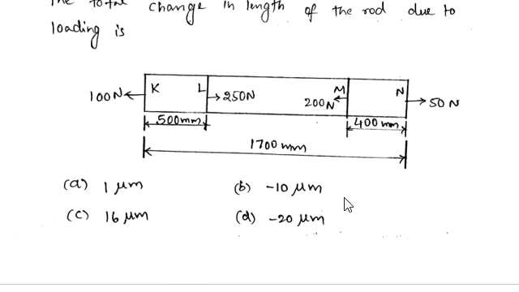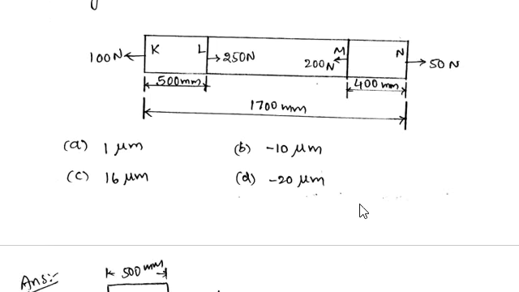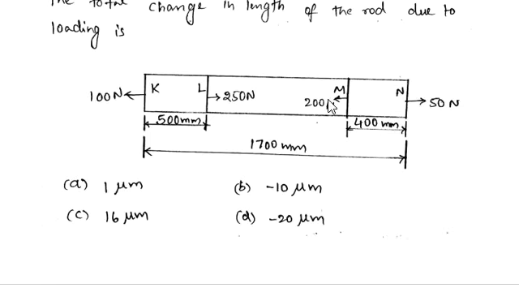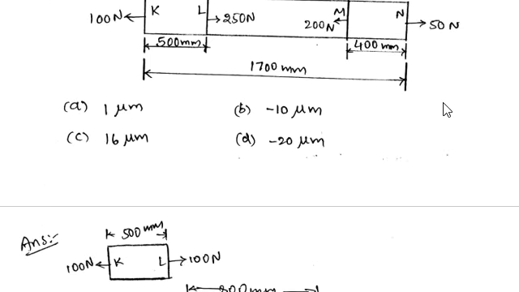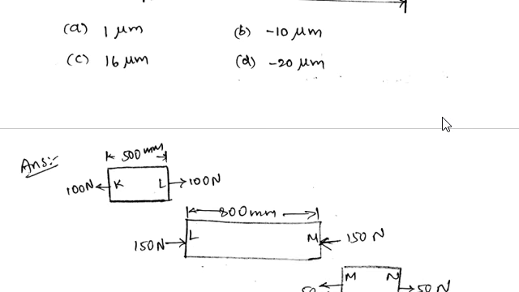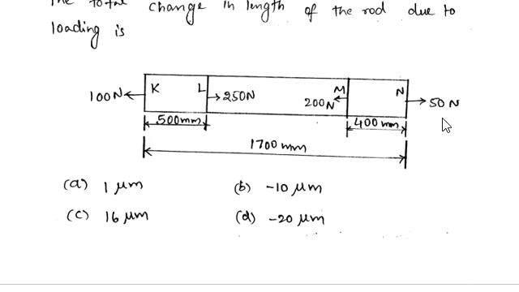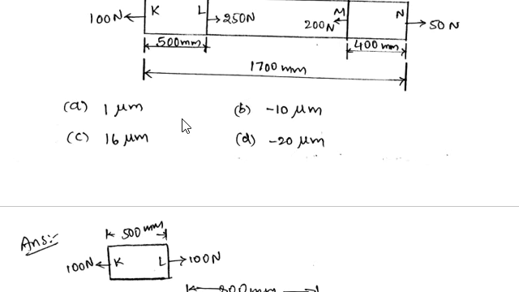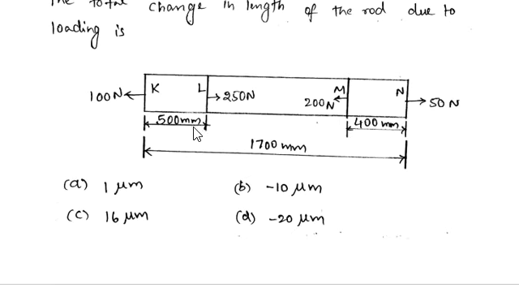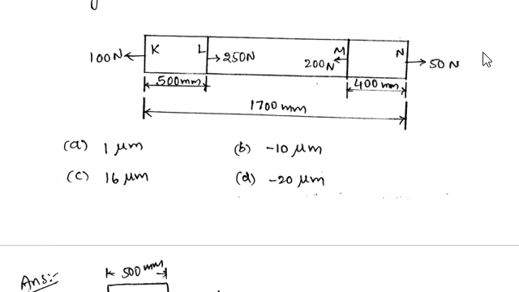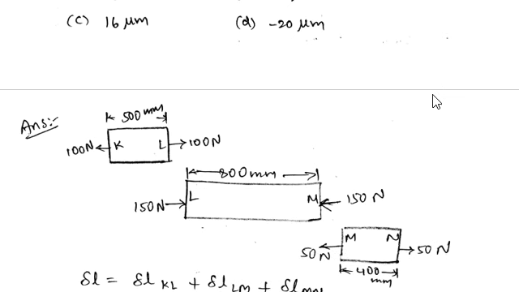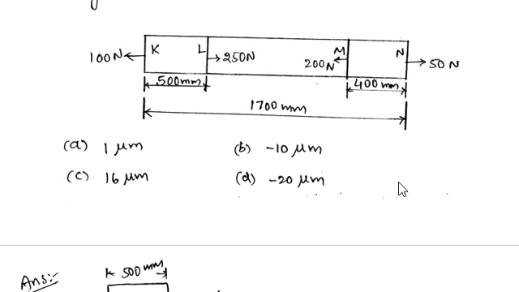And see here how to solve this kind of question. If this kind of question is given, you have to take the separate segments. You have to divide into individual segments, suppose KL, LM and MN individually, and you have to give the loads individually. So how to give the loads individually? We'll follow our own technique or method.